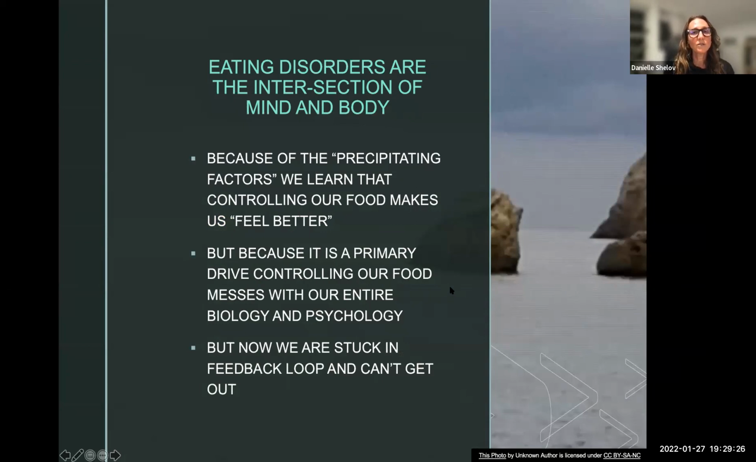So I really view eating disorders as the intersection of the mind and the body, right? So because of all those precipitating factors, we learn without wanting to that controlling our food makes us feel better. And again, because it's primary, controlling our food then messes with our biology and psychology. And we can no longer eat when we want to eat, and we have no idea when we're hungry for anything. But the problem is that we're stuck in a loop. We're hungry and we want to eat, but then we feel like we shouldn't eat. And then all of a sudden it also feels good to not eat, because then we don't have to feel all the messy feelings.